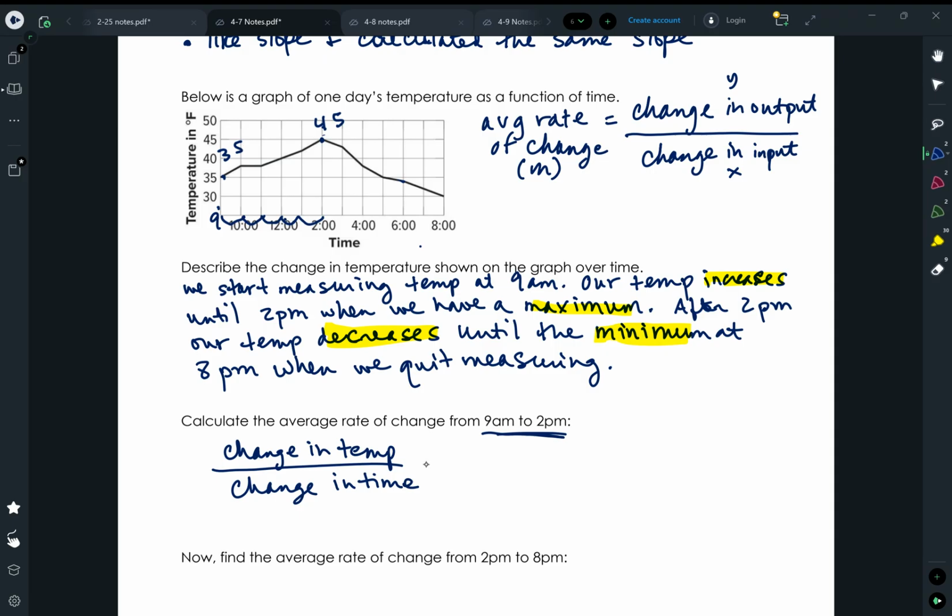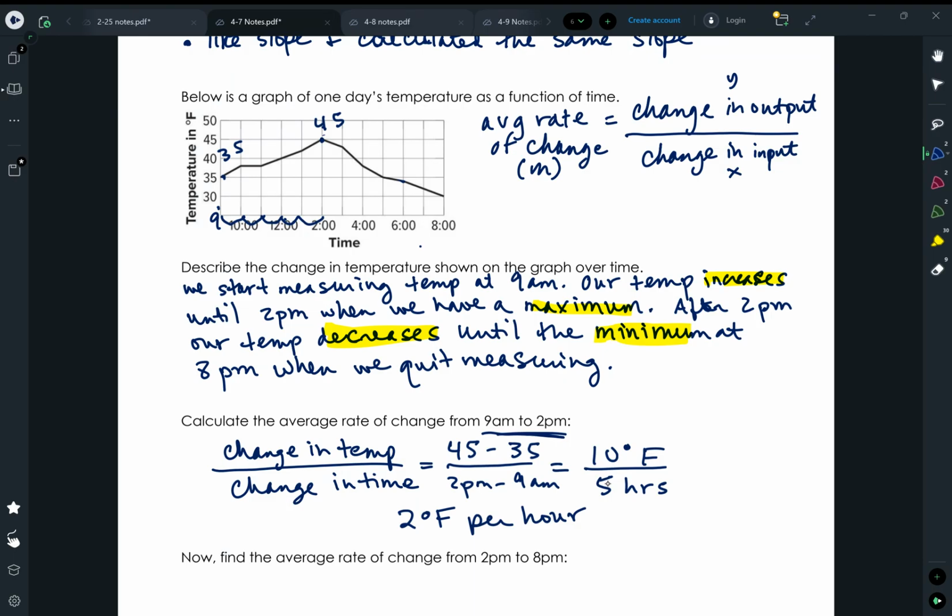So I could subtract them, or I could just subtract it in my head, but it's going to be 10 degrees. So I'm kind of doing this, and that's going to be 10 degrees Fahrenheit. And then our number of hours, well, we're kind of doing 2 p.m. minus 9 a.m., which is really awkward to write out, but it ends up being 5 hours. And so we are going up by 2 degrees Fahrenheit per hour is what that's saying.